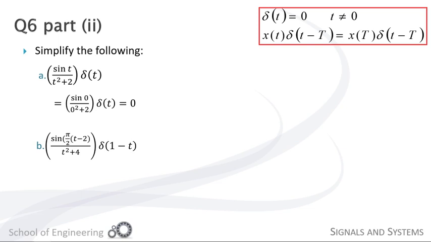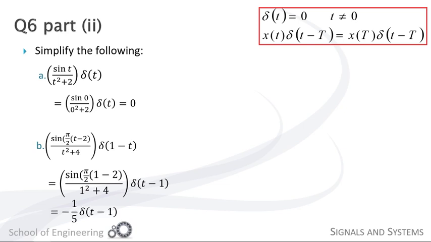But what about the next one? When will it be non-zero? When will I see something? It's when whatever is inside here equals 0, right? So in other words, when 1 minus t equals 0. So what will the value of t be? t equals 1. So I substitute 1 into it. So I'll have sine pi into 1 minus 2 over 1 squared plus 4, and then I get the value of that, which will be minus 1.5.